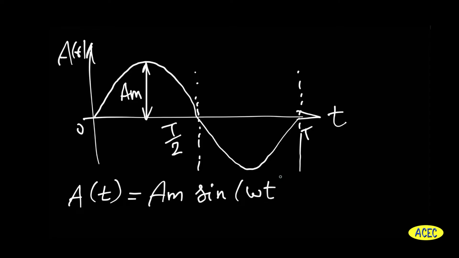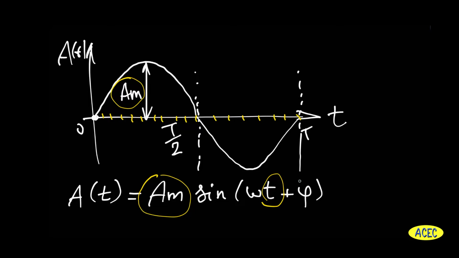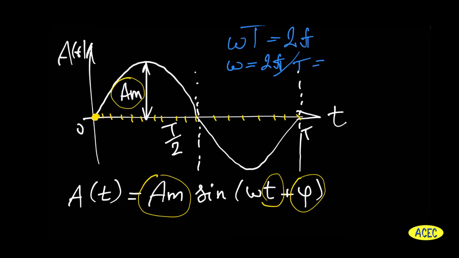A, which depends on t, is Am sine of (wt plus phi), in which we know all variables: Am, the signal amplitude, t is the time during which the signal amplitude changes, and phi, the phase. In our case, it's 0. And let's talk about wt. When t is a period, wt will be 2π, and w, the circular frequency, will be 2π divided by T, which is 2πf, where f is a frequency, measured in hertz, 1 divided by second. f is the same as 1 divided by the period T.